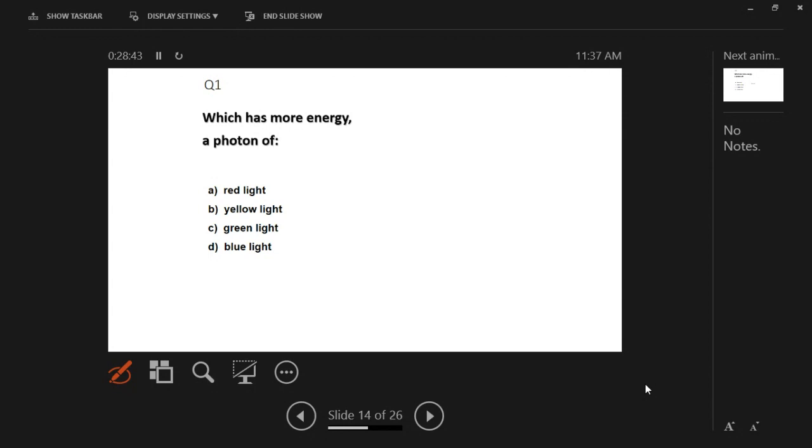Okay, well, the formula that you have to use is basically E equal to h times f. The one with the highest frequency is going to have the most energy. Red light actually has the smallest frequency and the longest wavelength. Blue light has the highest frequency and the shortest wavelength. Blue light actually is the most energetic among all of these, and red light is the least energetic photon. So the correct choice is D.